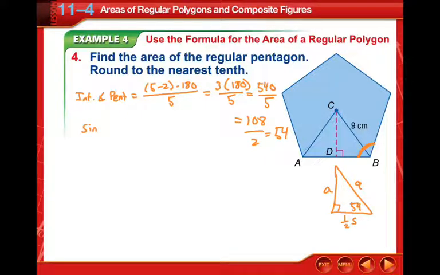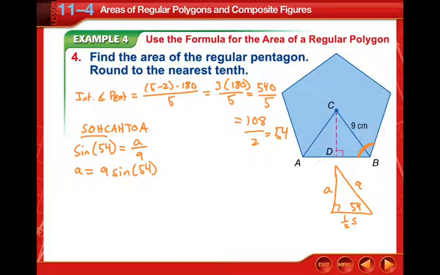So SOHCAHTOA, let me write that out. Bring us back to last semester even more so. And so sine of our 54-degree angle is equal to, so the SO part, is the opposite over hypotenuse. So our opposite side is the apothem over 9. So our apothem is equal to 9 times sine of 54. I'm not actually going to figure it out. I'm going to leave that as it is, so I don't have decimals rounding now.